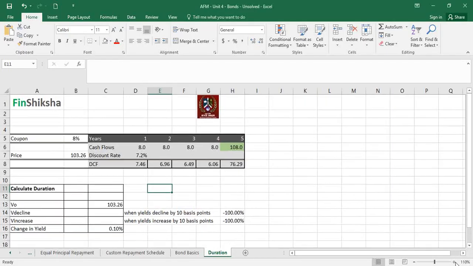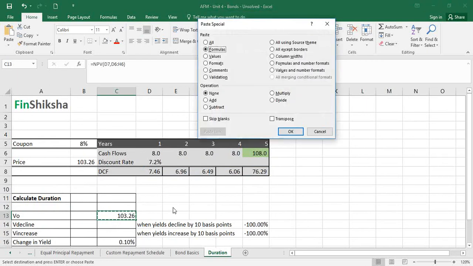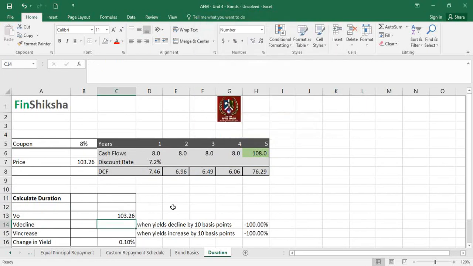So we see a bond here which has an 8% coupon and a maturity of 5 years, and then there is a price and there is a yield. The yield is available at 7.2%, based on which we get a certain price. We find that the price at the beginning of our discussion, we call this V naught, is 103.26. We have kind of hard coded it, right? So we can just do a Control C and paste it as values.